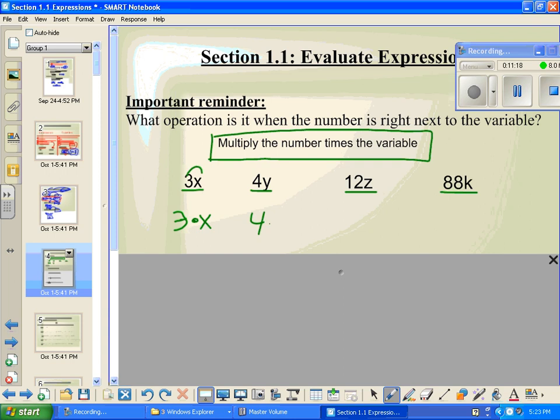Or this could be like 4 times y. Okay? Or you can even rewrite it with parentheses. Sometimes you see that also. 12 and then put the z in parentheses. Okay, usually the dot, but you could see the parentheses also. But just one small thing we need to realize is when I see a number right next to a variable, that means multiplication for the rest of the year and the rest of your mathematics career. That's what that means.